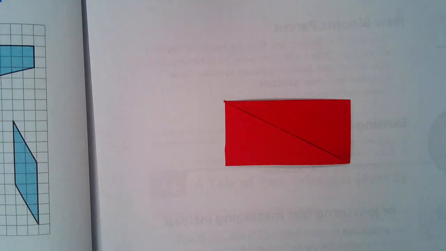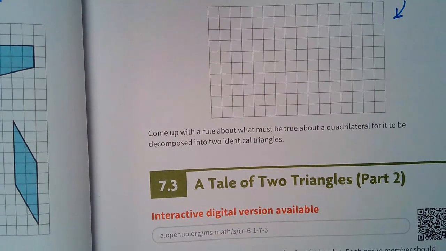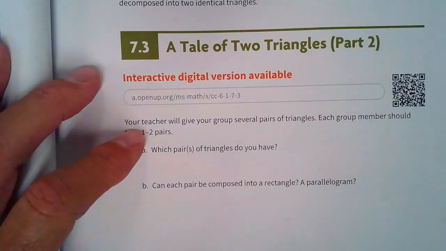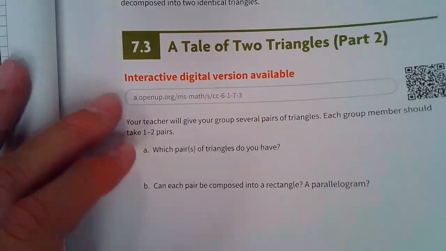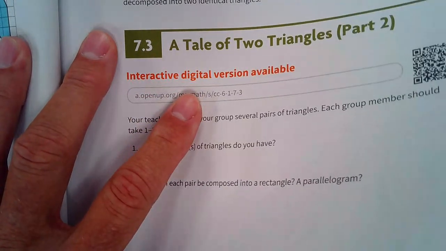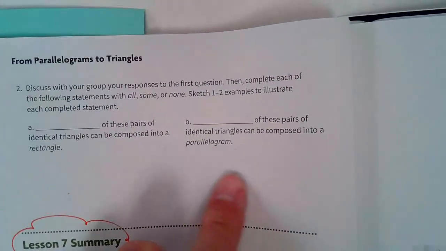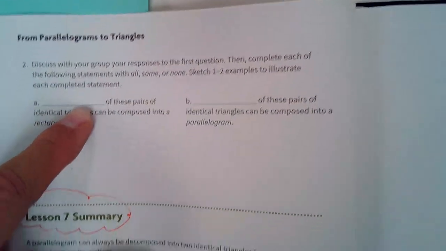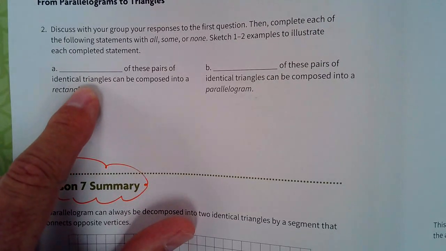I don't know. So this is what you guys are going to get. And each group is going to have some different shapes. And you need to answer these questions. Because you might have one that maybe you cannot make a rectangle out of. All right. Or a parallelogram. And then again, on the top of page 60, I want you to answer these questions.